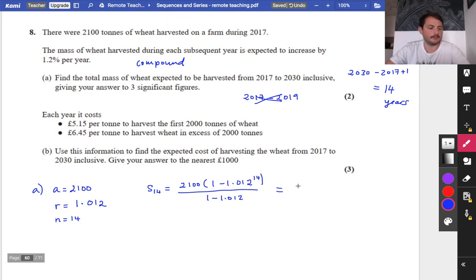And we get, it wants it to 3 significant figures. I'll write it out in full. But it wants this to 3 significant figures, so I'm going to go with 31,800, and the units that they've been working in is tonnes.